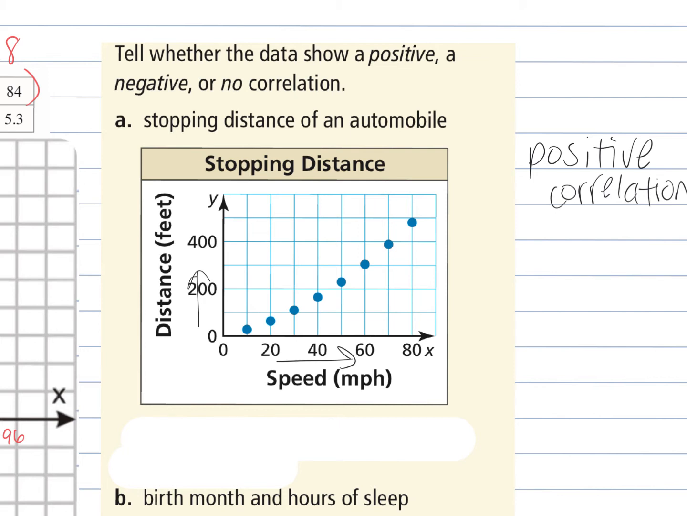If you're going less than 20, you can stop immediately. But if you're going 60, it's going to take you more space to stop. Do you guys agree? That's why they always tell you, on the highway, you have to keep your distance from the person in front of you. Because if they stop really fast, you're not going to have time to stop yourself. Does that make sense? Okay.